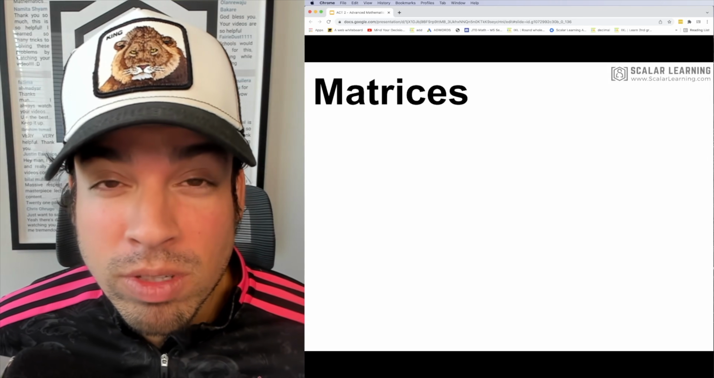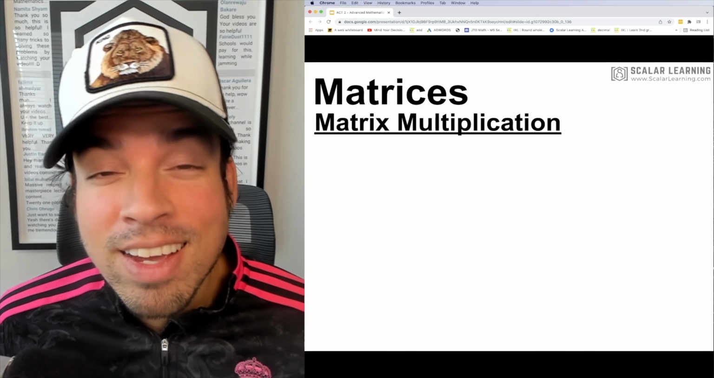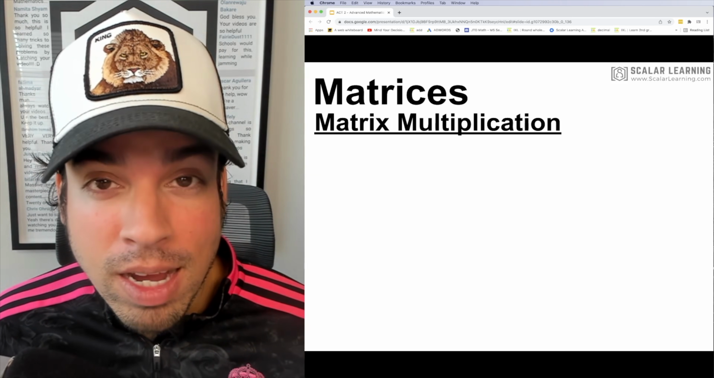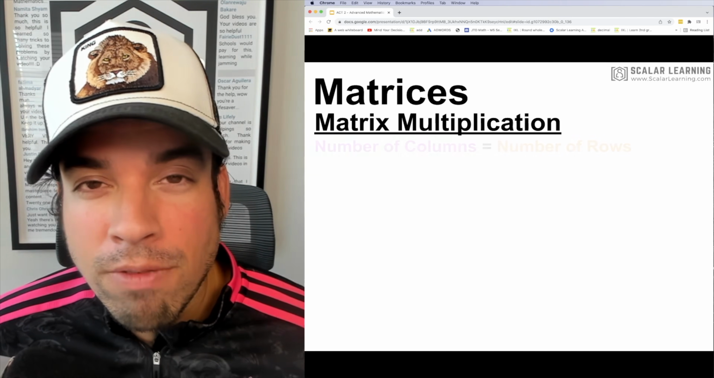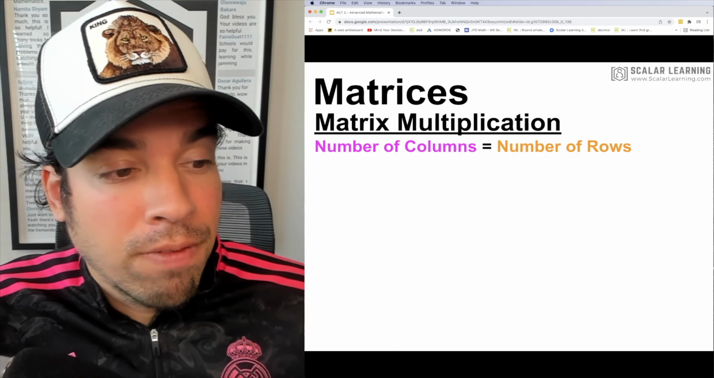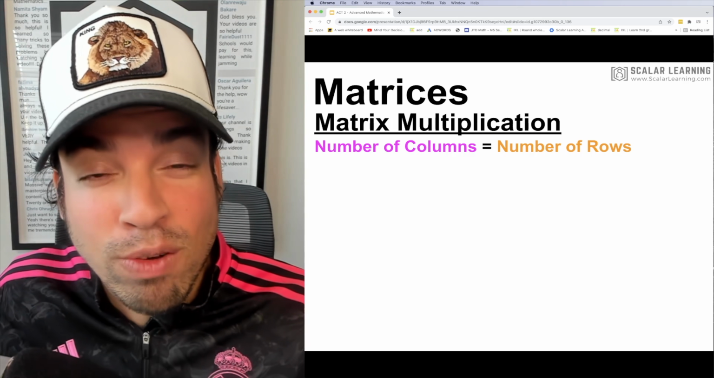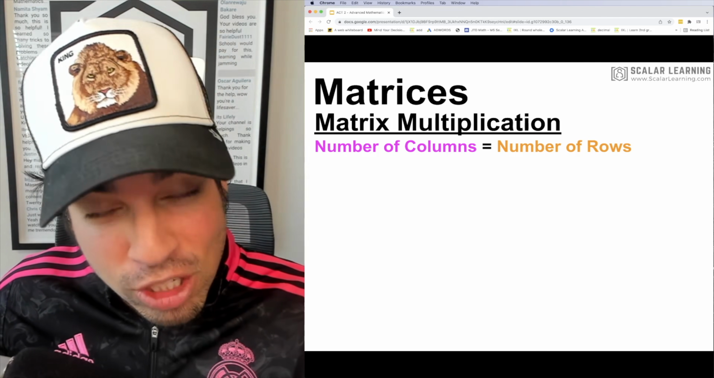Now we get to the most difficult concept for matrices, which is matrix multiplication. You just might have to watch this part a couple times, but here's the process. Firstly, in order for matrix multiplication to even happen, the first one has to have the same number of columns as the number of rows for the second one. That might not make sense yet, but just hang with me.